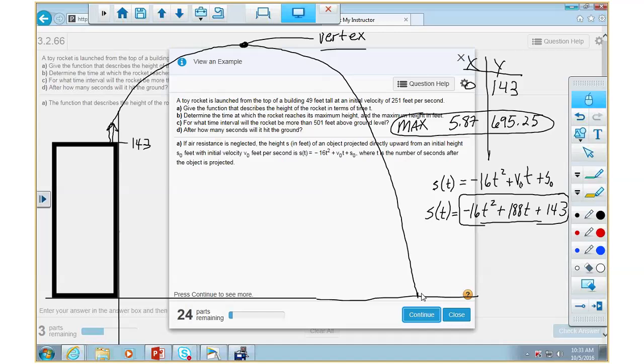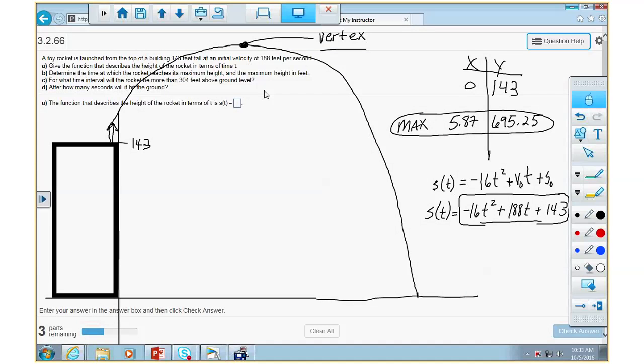Second thing says, give the function that describes the height of the rocket in terms of time. We've done that. There it is right there. The reason they say give the function, you've got to put in the 188 and the 143. You have to put that in. Determine the time at which the rocket reaches its maximum height. At what time? 5.87 what? Seconds? Yeah. It reaches a height of 700 feet.